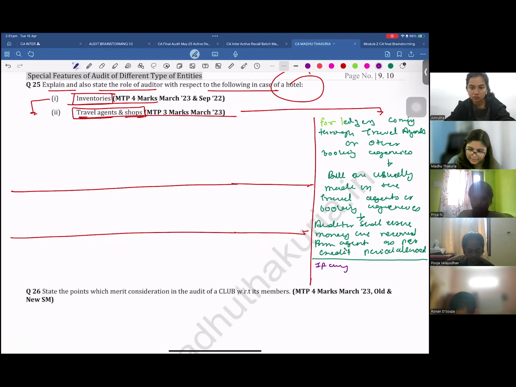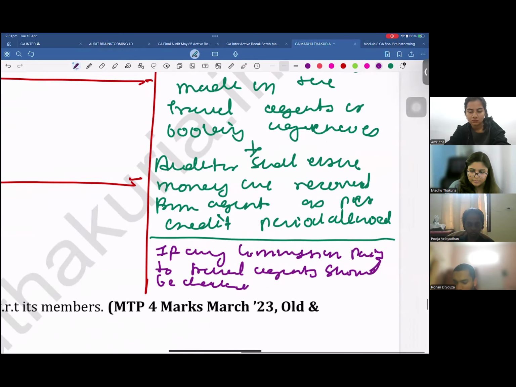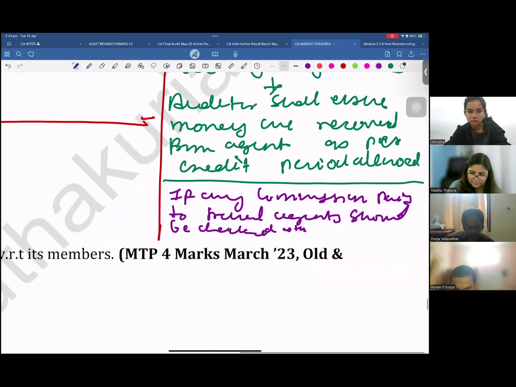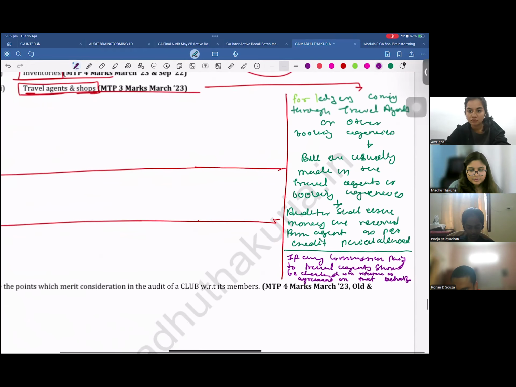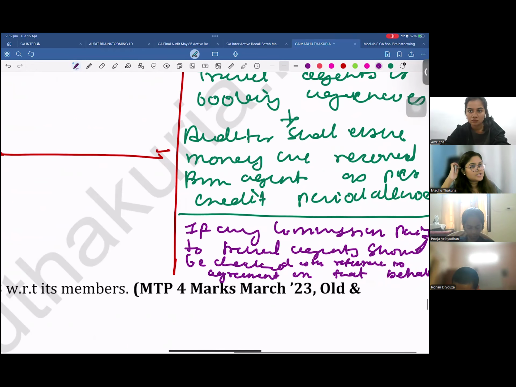If any commission paid to the travel agent should be checked with reference to the agreement made on that behalf, right? If any commission paid to the travel agent should be checked with reference to agreement made on that behalf.